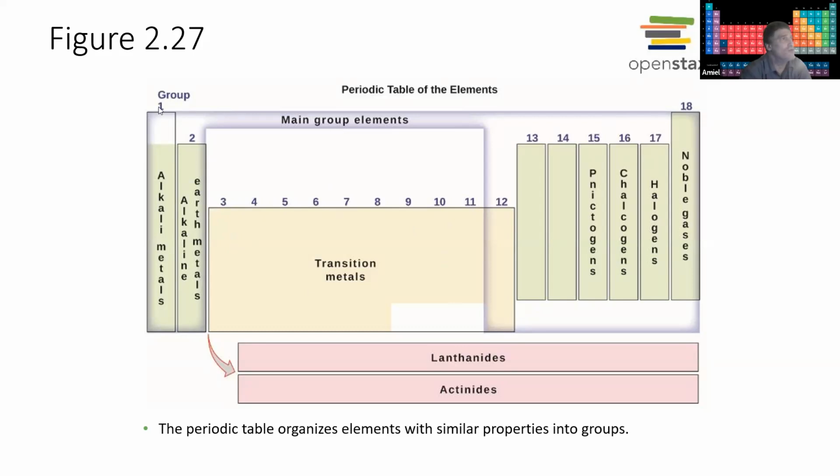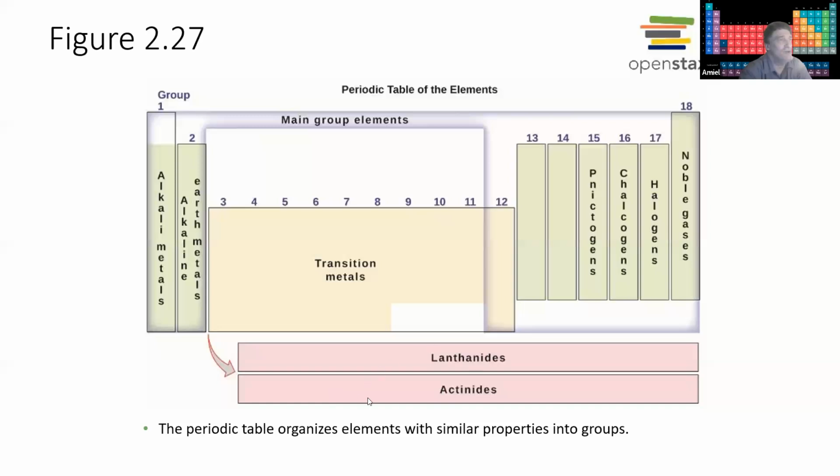You should know that the group 1s are called the alkali metals. Group 2 are called the alkaline earth metals because they're common in the Earth's crust. And then you can skip over the pnictogens and the chalcogens. And I want you to know the halogens, fluorine, chlorine, bromine, iodine, and astatine, and the noble gases. Those are the common names that you should definitely know.